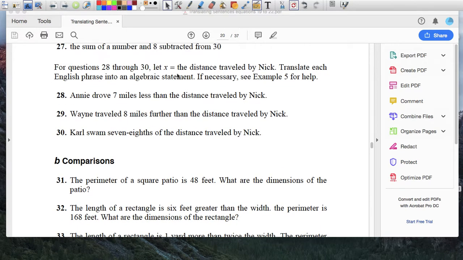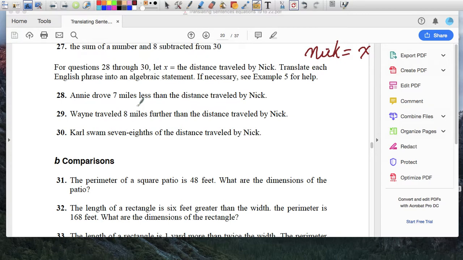So 29, although you only have to do 29, I will do all 3 of them: 28, 29, 30. For questions 28 through 30, let x equal the distance traveled by Nick. So Nick traveled a distance, 10 miles, 5 miles, 6 miles, whatever. But we're just going to call it x miles. And then based on that, I'm going to write the other three comparisons.